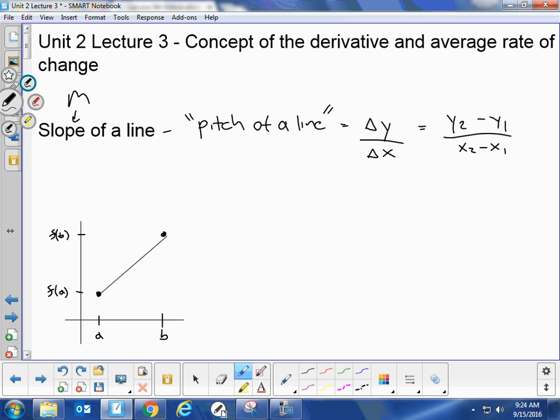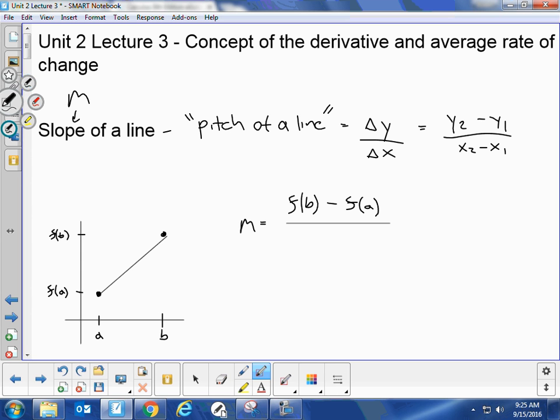But we need to be comfortable with this formula just using function notation. If I have 2 points a, f of a, and b, f of b, the slope of this line would be f of b minus f of a divided by b minus a.